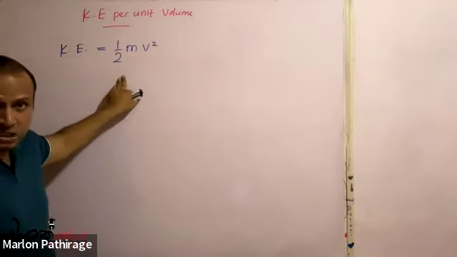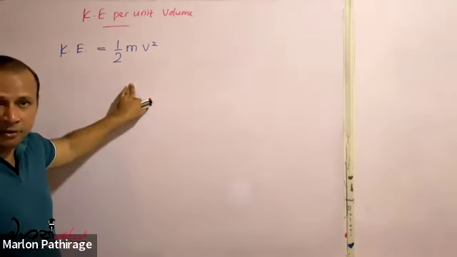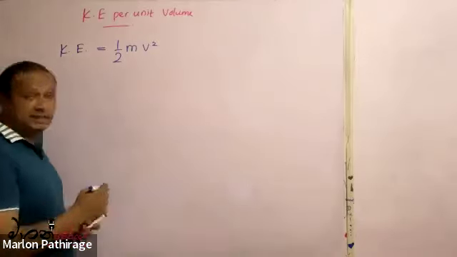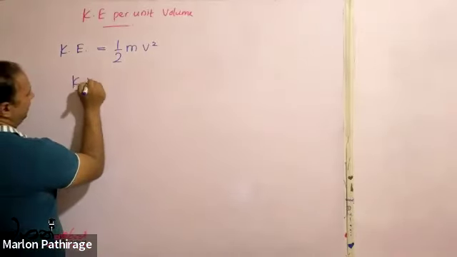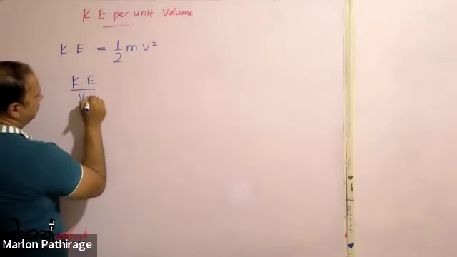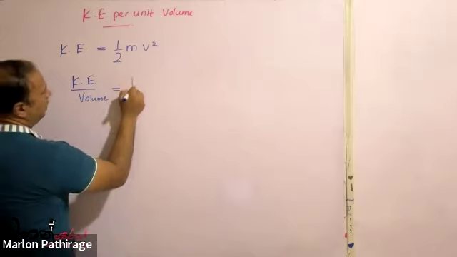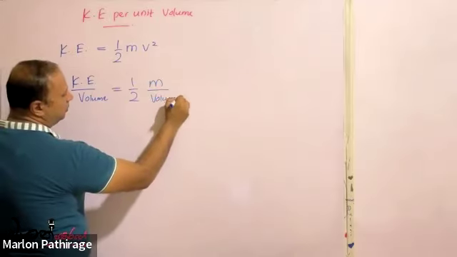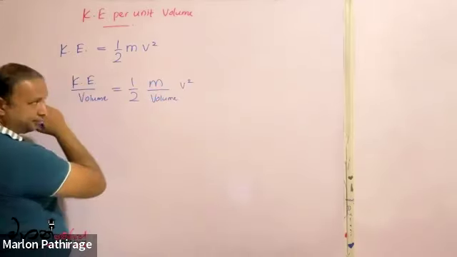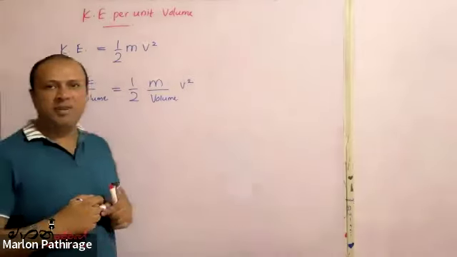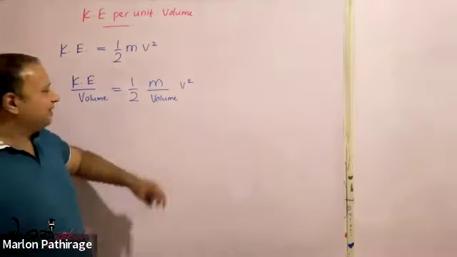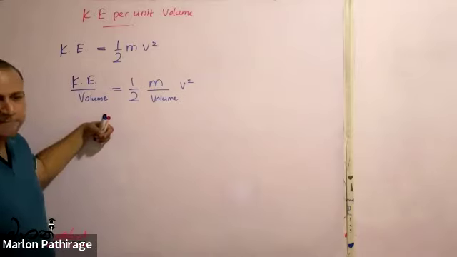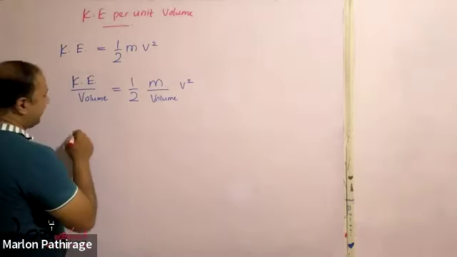So this is the kinetic energy. Kinetic energy per unit volume means we have to divide each side by volume. Kinetic energy over volume is equal to half m over volume into v squared. Mass over volume, what is the physical quantity? Mass over volume is density.